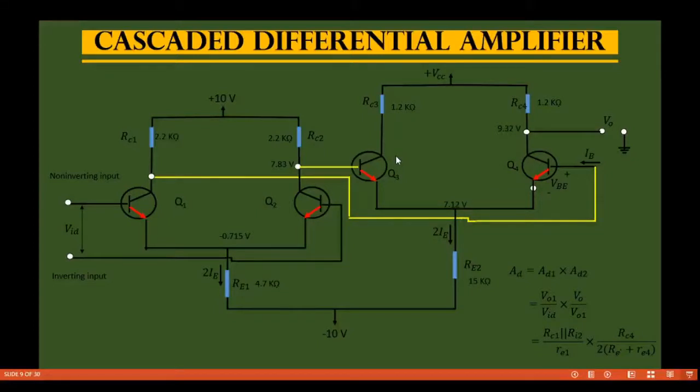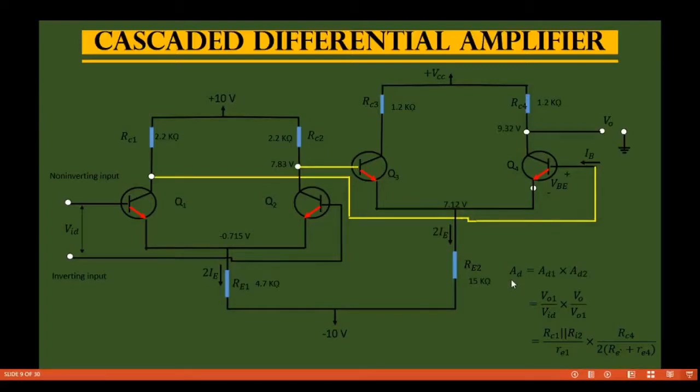Here you can see that I have not solved the equations or the performance parameters. This is a solved example in the Ramakant A. Gaikwad book. You can refer to that. And here I will explain to you how you will calculate the overall differential voltage gain of these two stages of the differential amplifier.